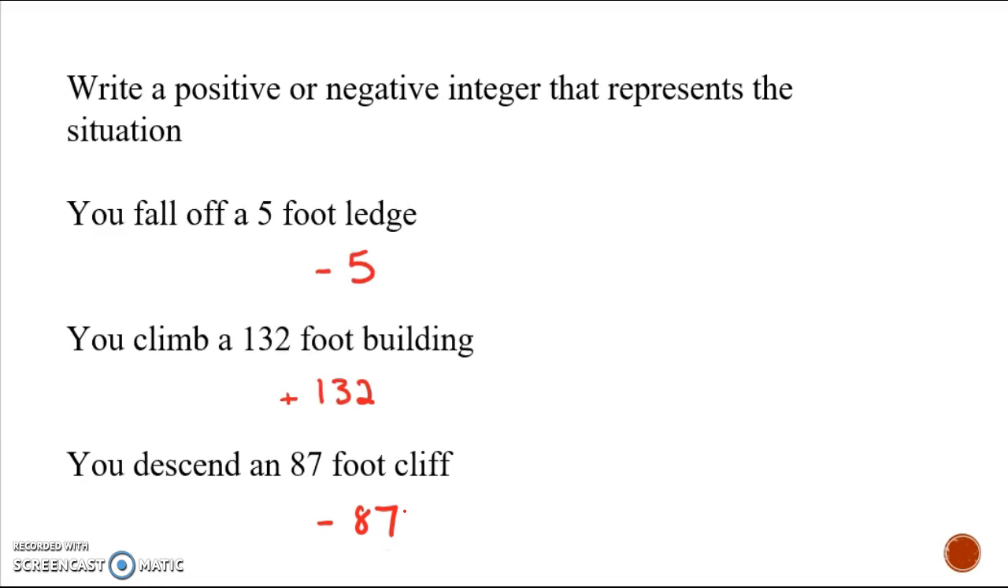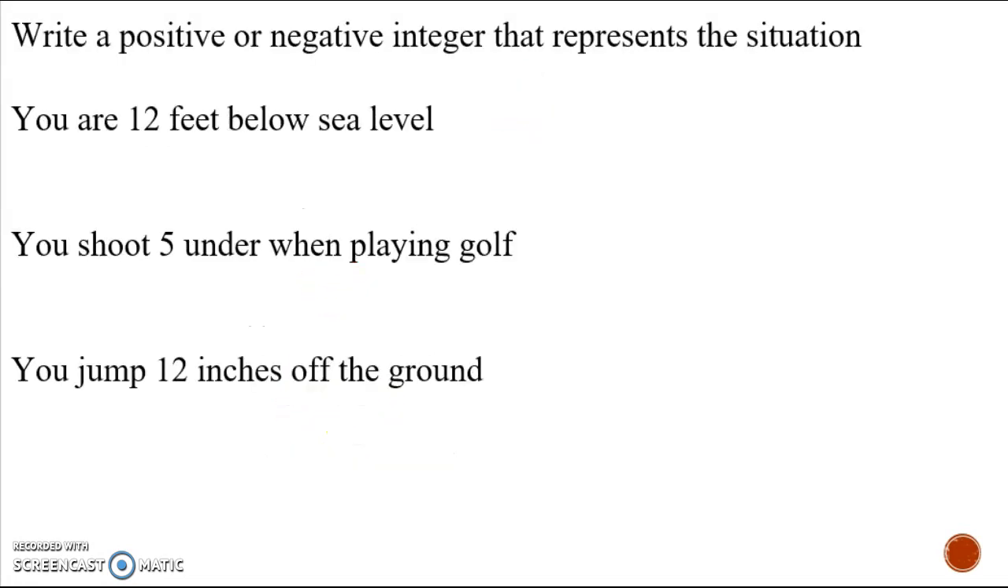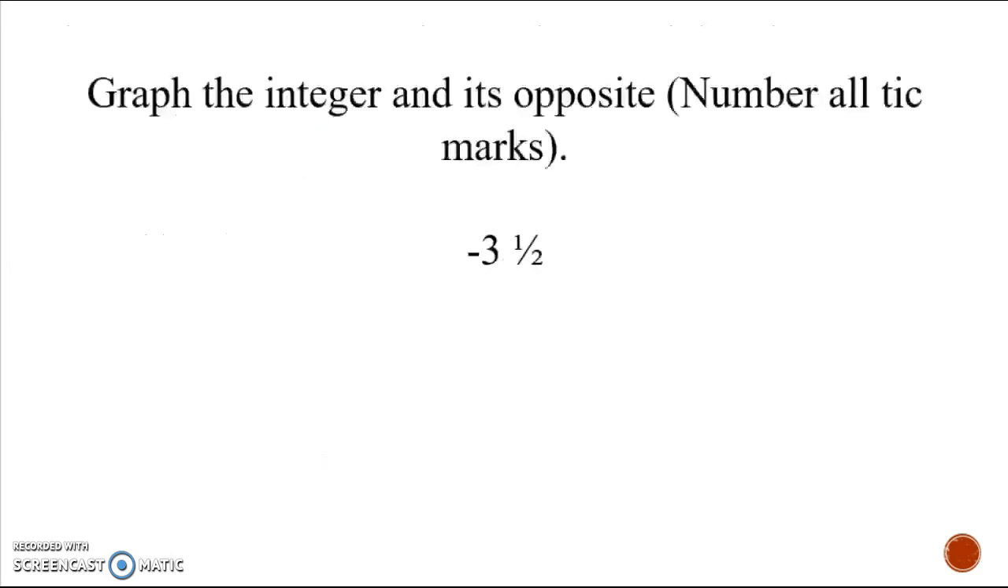So just main points there. Make sure you're putting the plus or the minus. You don't need a label because I'm just asking for the integer, so I just need a plus or minus and then the number. 12 feet below sea level was a -12. You shoot 5 under, then you jump 12 inches off the ground would be our answers there.